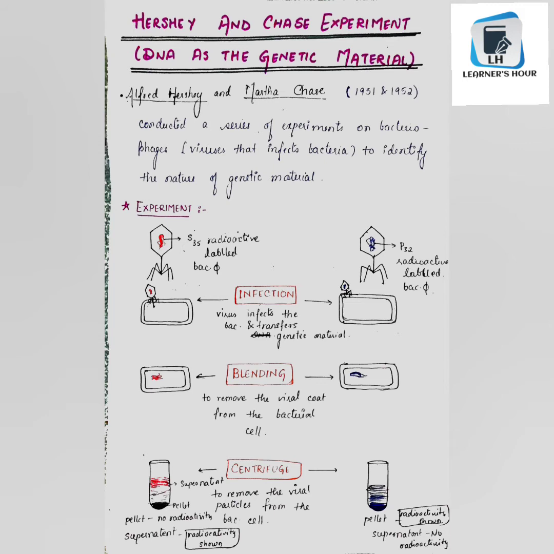Although it was proved with Avery's experiment that DNA was the transforming principle which transformed the R cells into the S cells, there were some scientists who were not convinced by that experiment and didn't accept that DNA was the transforming principle. Therefore, this experiment was carried out. So let's begin with the experiment part.